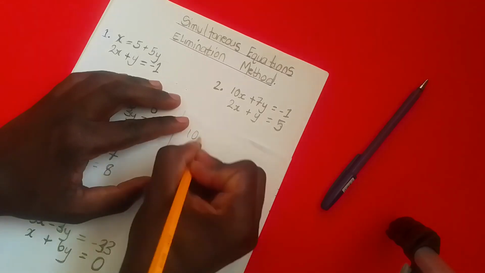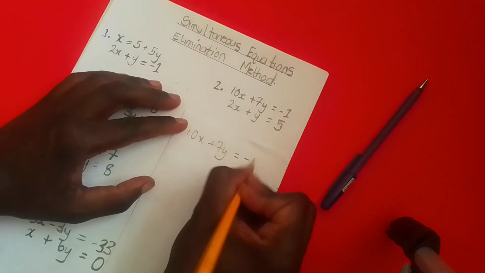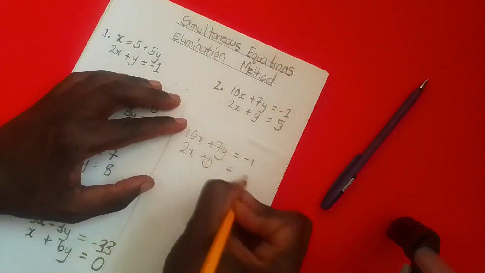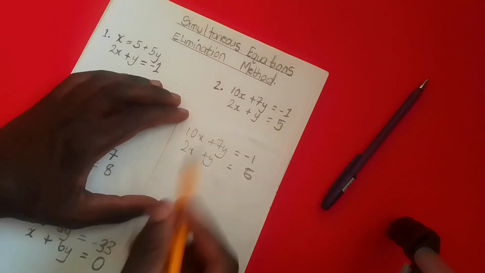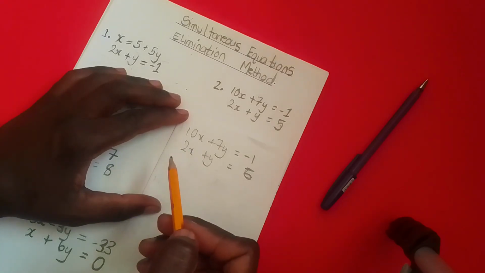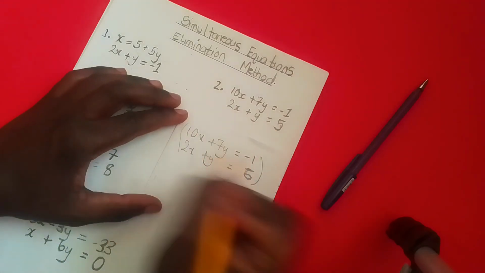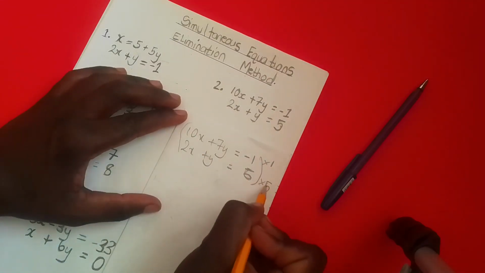So it's 10x plus 7y, and I'm writing the equation down, equal to negative 1. Then 2x plus y equal to 5. So let's make the coefficients the same here. What can we do to make these of the same value? Obviously, we are going to multiply by 5, right? Equation 1, we're going to multiply by 1. Equation 2, we're going to multiply by 5.